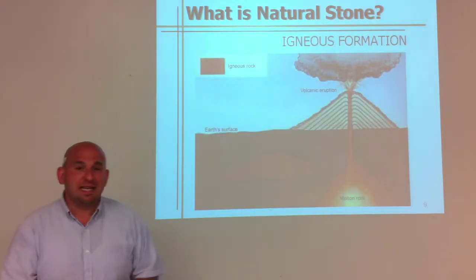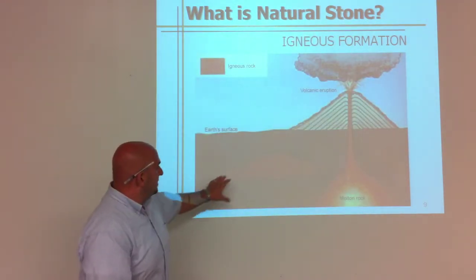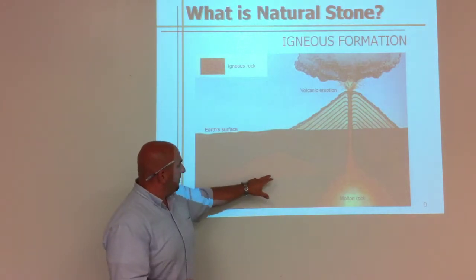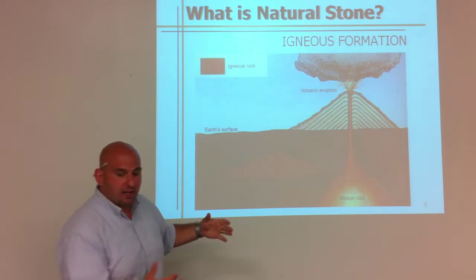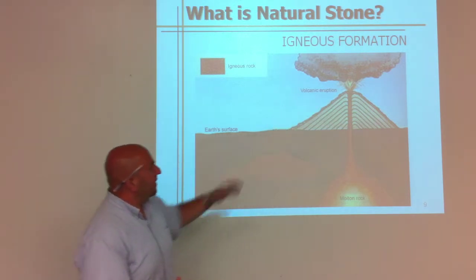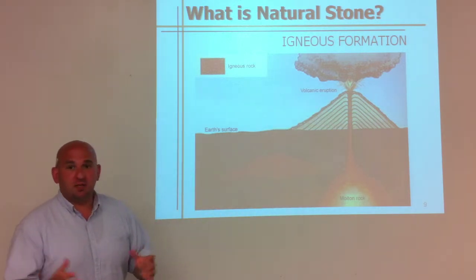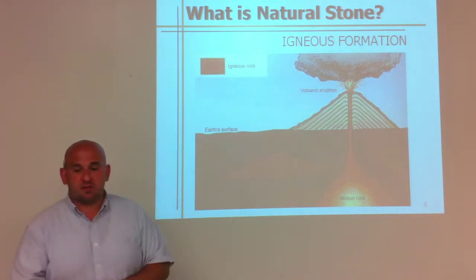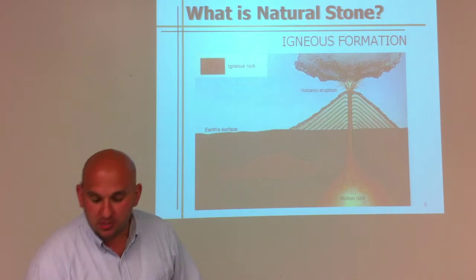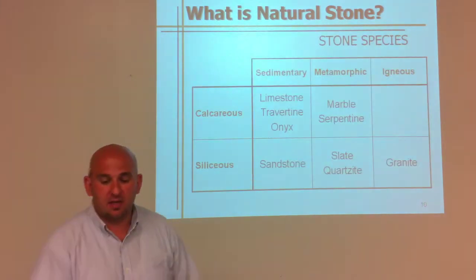And then the last one is the igneous formation, where it's difficult maybe to see in the slide, but down here, this is unerupted molten rock. We all know that volcanic eruption is erupted molten lava. Well, unerupted molten rock that stays beneath the Earth's surface is igneous formation, which is most commonly known as granites.